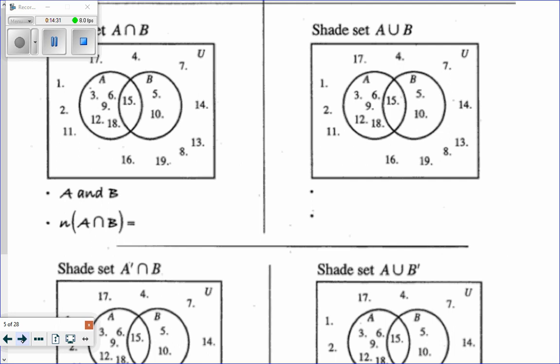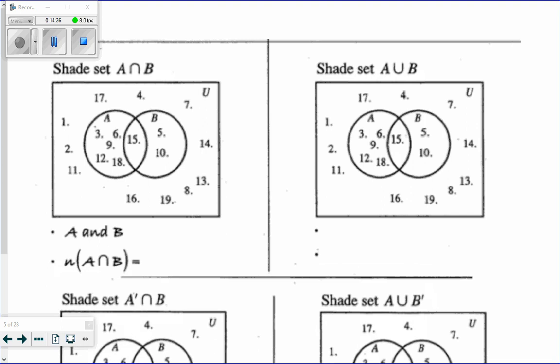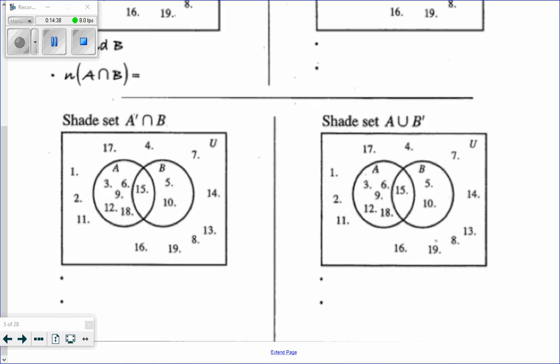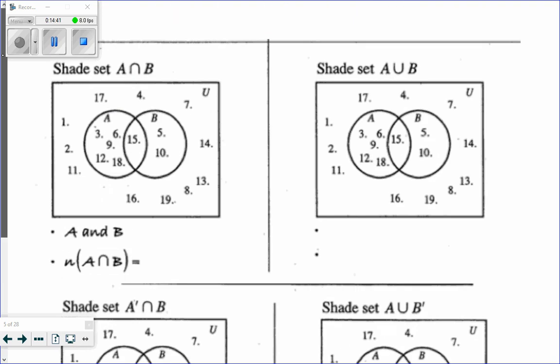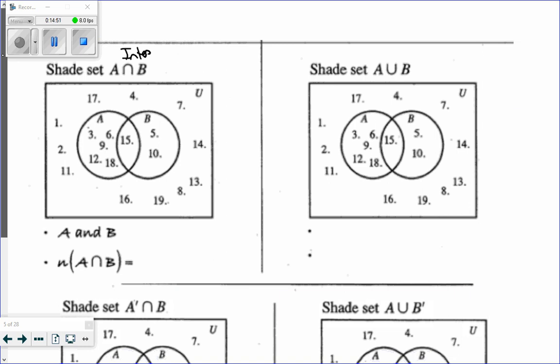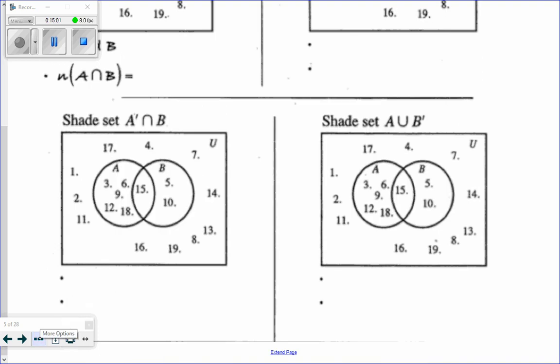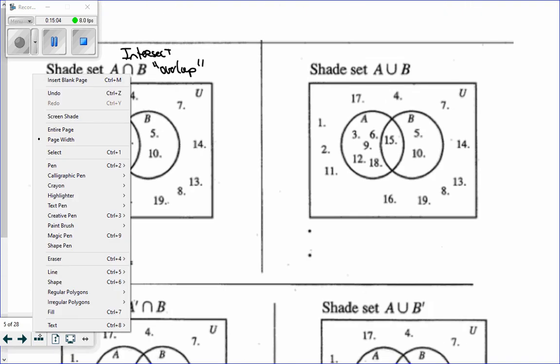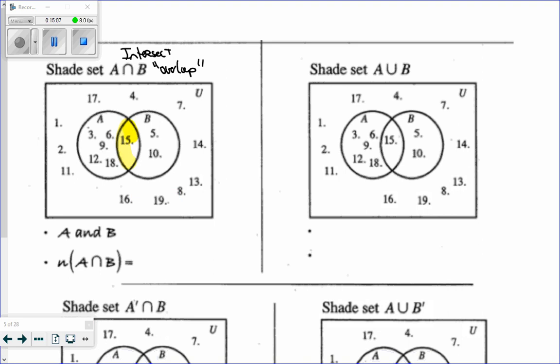Okay, so if I just pull this down a little ways, okay, so what does this symbol here mean? What's this one mean? And intersect, yes. So intersect means overlap. Okay. So overlap is just this part right there.